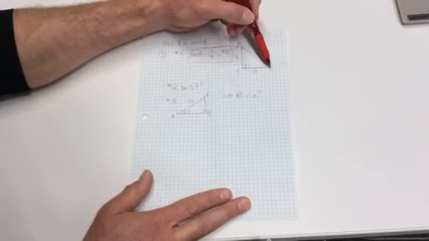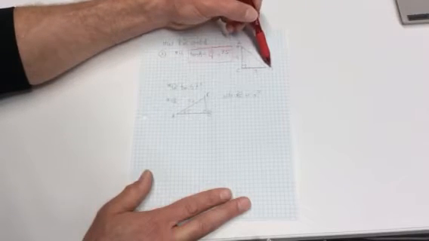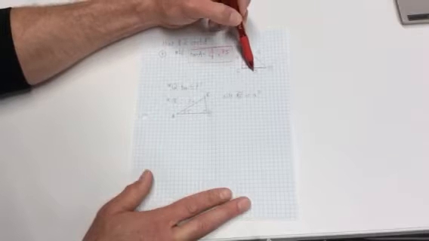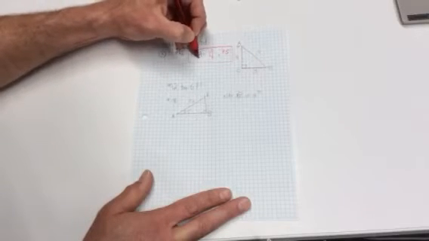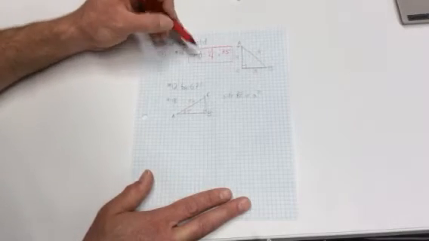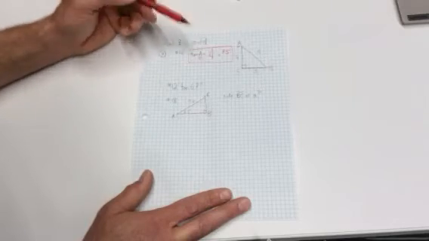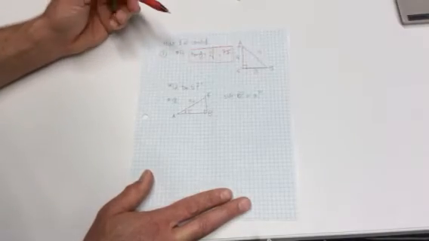Notice if they'd asked about angle B, it would have been the opposite, because I would have had 4 as my opposite and 3 as my adjacent. That's why the letter they give you here matters. It changes because that's your reference angle, and it depends which angle you're talking about.